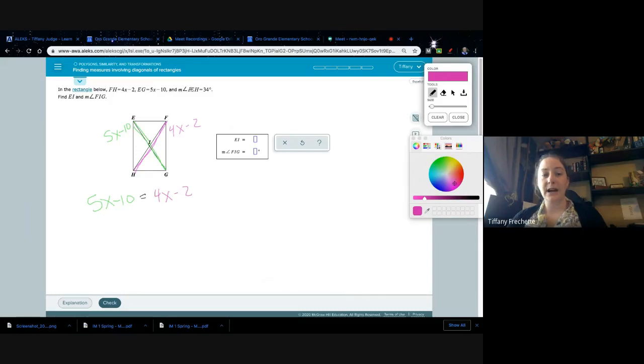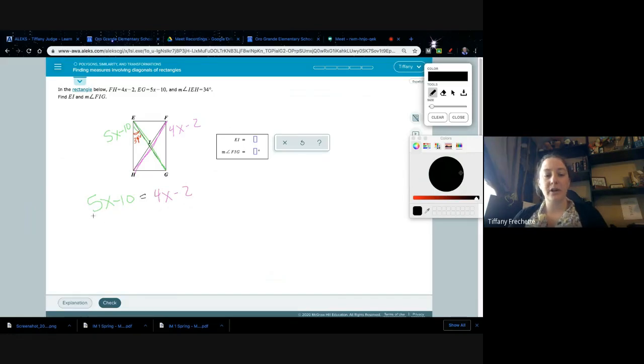We also know that angle IEH, so this angle up here, I'm going to put this in red, equals 34 degrees, like this. So this is all of our given information. First, let's go back to this equation here, and I'm just going to write the rest of this in black, just so that I'm not mixing up the colors.